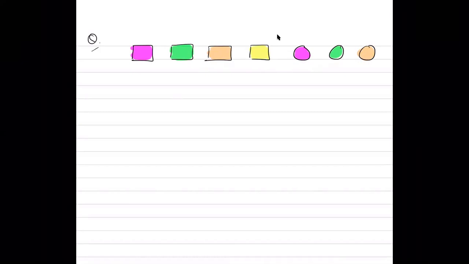So the first part says in how many ways can these 7 objects be arranged themselves. So what do you think? There are 7 objects, so you can arrange themselves in 7 factorial ways. That's correct. Now part B is find the number of arrangements where the squares and circles alternate.